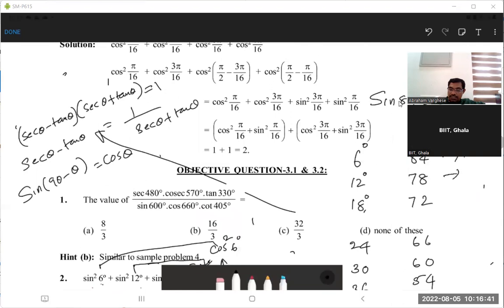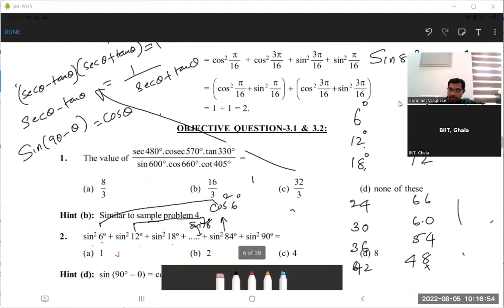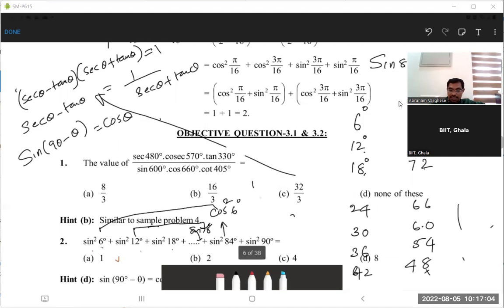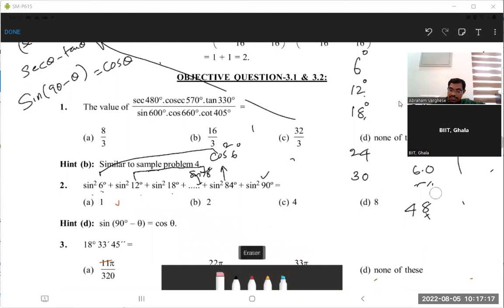So this will give a value 1. Sin square 6 plus 84 is 1. 12 plus 78 is 1. So 1 plus 1 plus 1 plus 1 plus 1 plus 1. How many ones are there? 1, 2, 3, 4, 5, 6, 7. Seven ones are there when you are adding. Then one more is there: sin square 90, that also gives 1. So 7 plus 1, 8. So what is the answer? The answer for the question is 8.